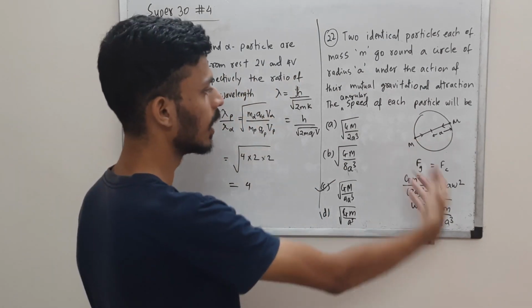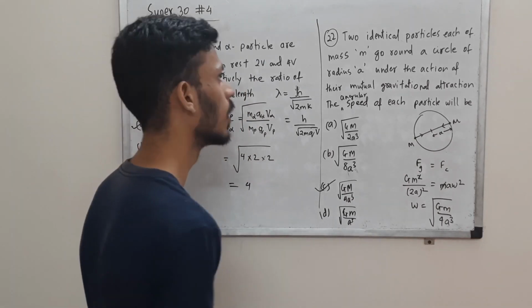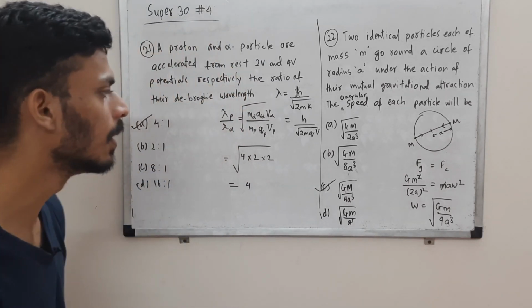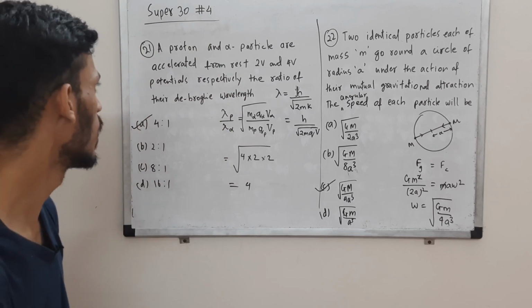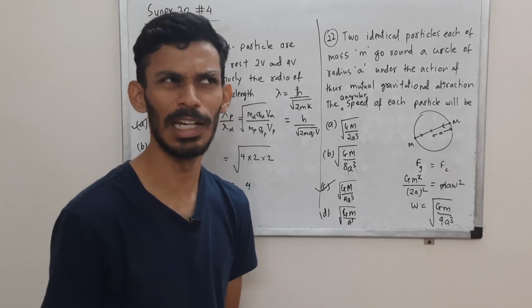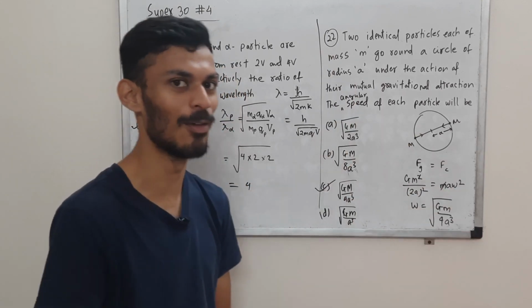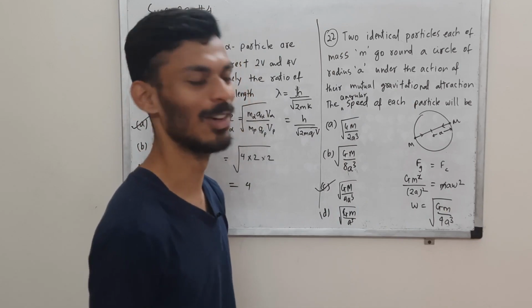So you just had to equate the two forces. One is the centripetal and centrifugal. Centripetal due to gravity, centrifugal because of the motion, circular motion. So that is about question 21 and 22 I wanted to say, and over to the next one.